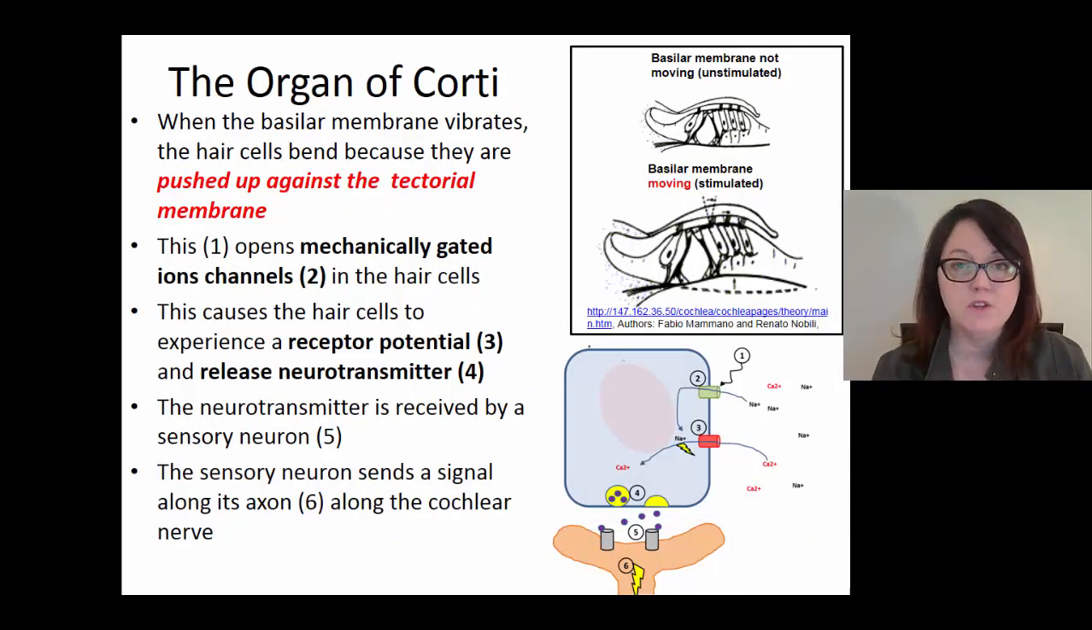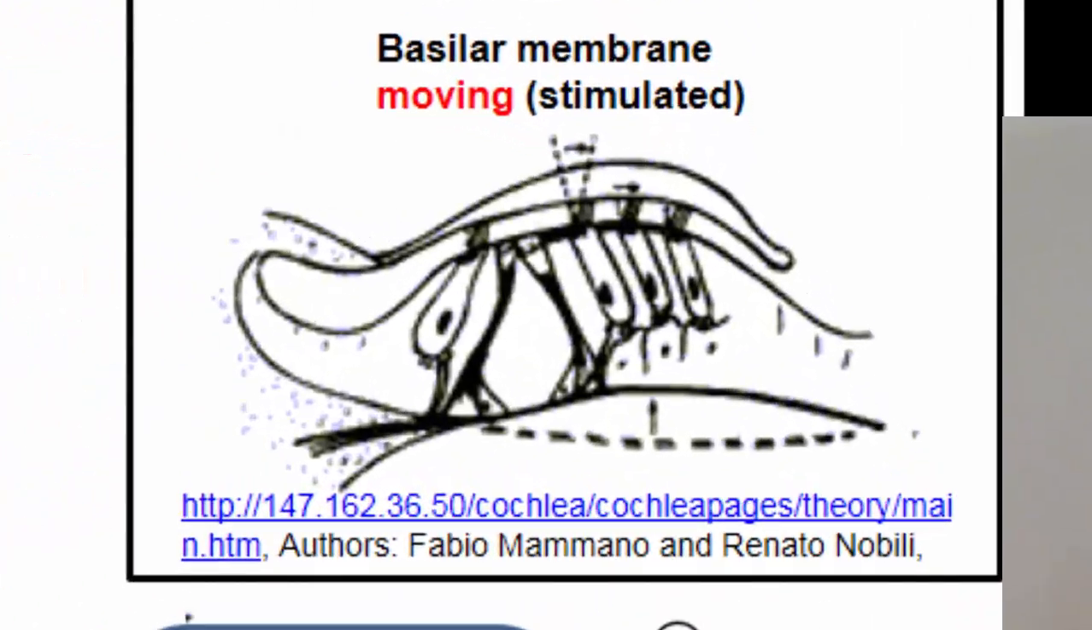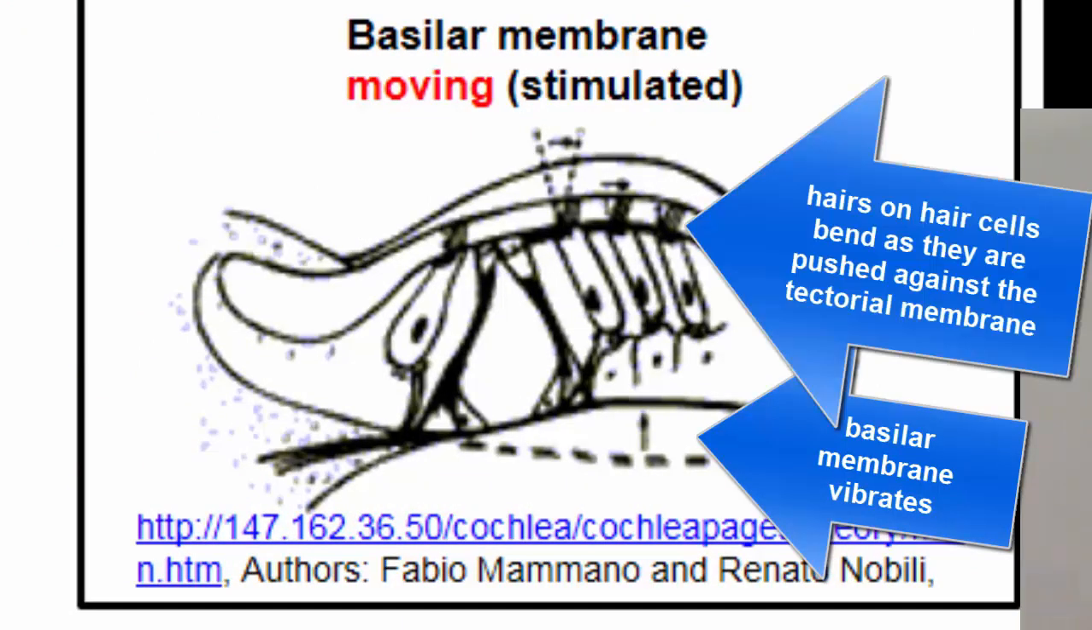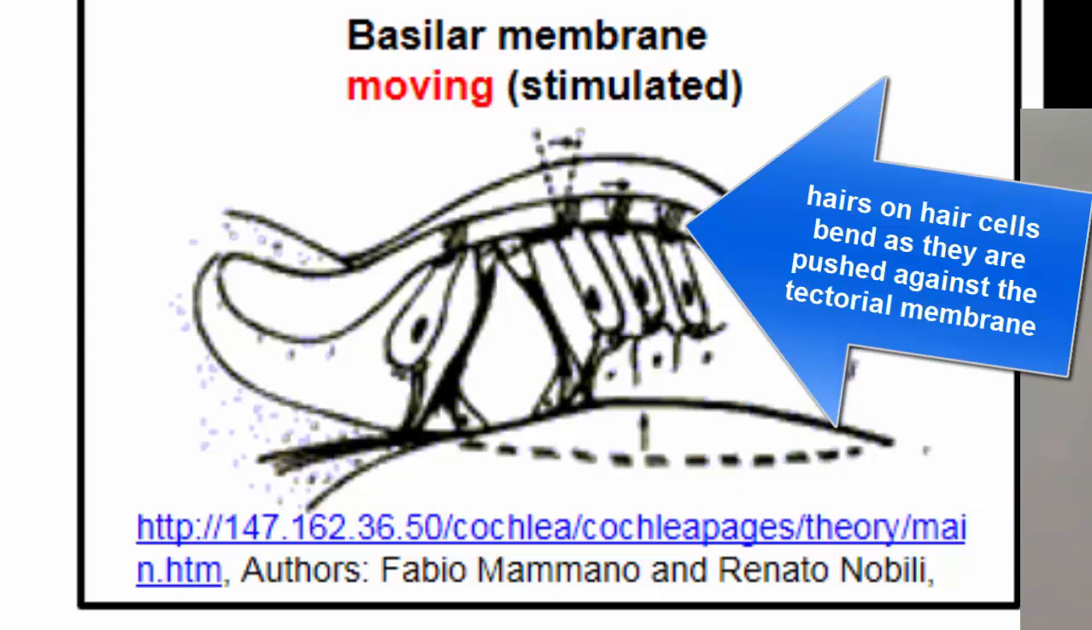Now let's take a look at how we can use the organ of Corti to hear. So what's going to happen is sound vibrations are going to enter into the cochlea, and as the sound vibrations enter into the cochlea, they're basically now vibrating fluid inside the cochlea. And so eventually that fluid vibration is going to cause the basilar membrane to vibrate.